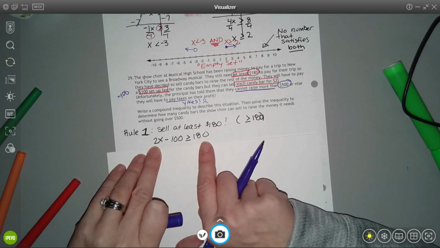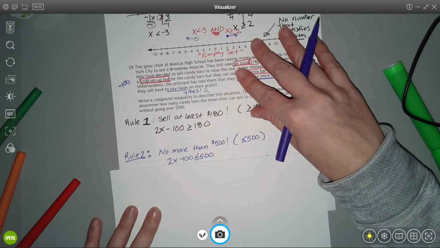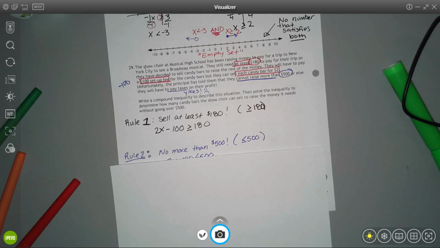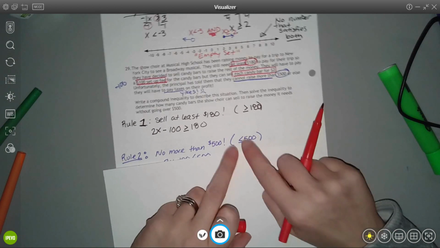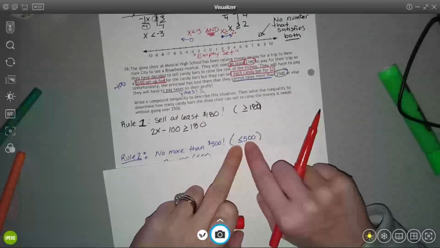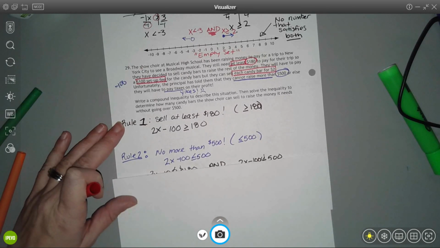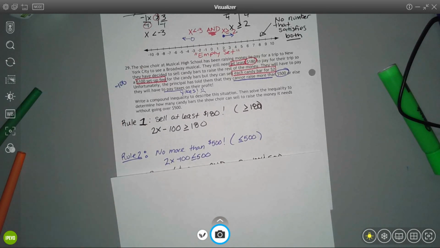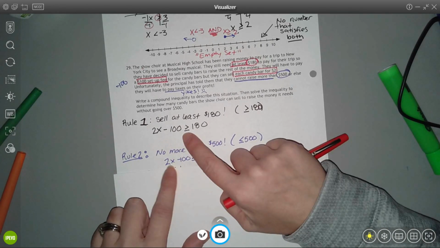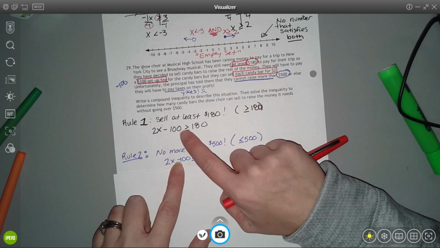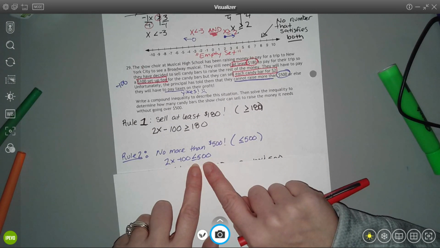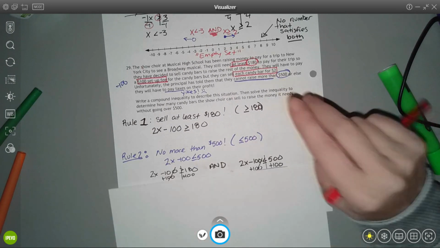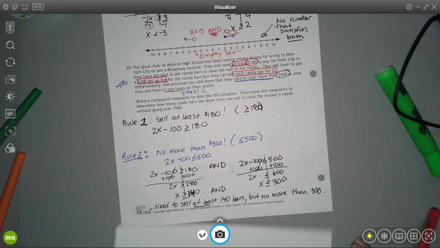Rule number 2 that they give us is that we absolutely cannot sell more than $500. That means that whatever I make has to be less than or equal to $500. So my problem here, same exact part: $2 per candy bar minus the $100 that we're in the hole on has to come out to be less than or equal to $500. So we're going to go ahead and solve both of these.